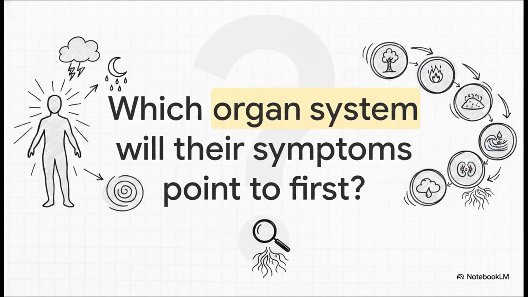So practitioners, I want to leave you with this thought. The next time a client sits down in your office complaining of fatigue or night sweats or chronic worry, which organ system will their symptoms point to first? Armed with this 5-organ systems theory, you now have the tools to look way beyond the surface, map the energies, and truly heal from the root.